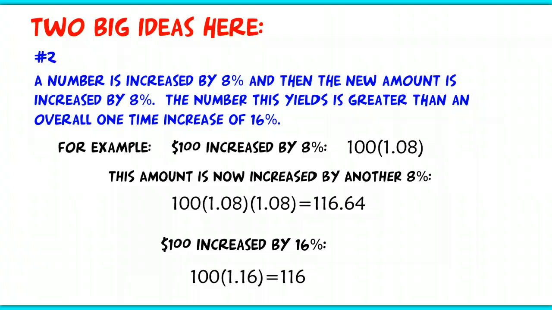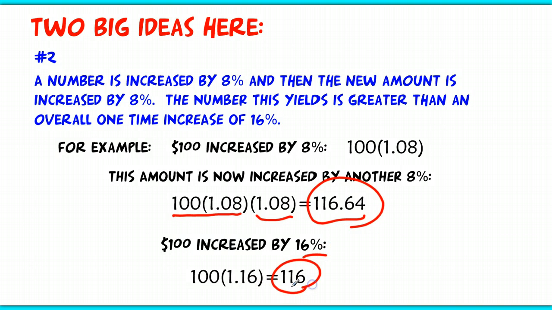So what I mean by that is, let's say we take $100 and we increase that by 8%. We're going to multiply that, like we just talked about in rule number 1, by 1.08. Now, if you were to increase that amount by another 8%, then you would multiply that amount by another 1.08. So you get $116.64. Now, if you were to increase that same $100 by just 16%, you would only get 116. So it actually helps you to increase something twice by a smaller amount than it would be to take a one-time increase of that amount.